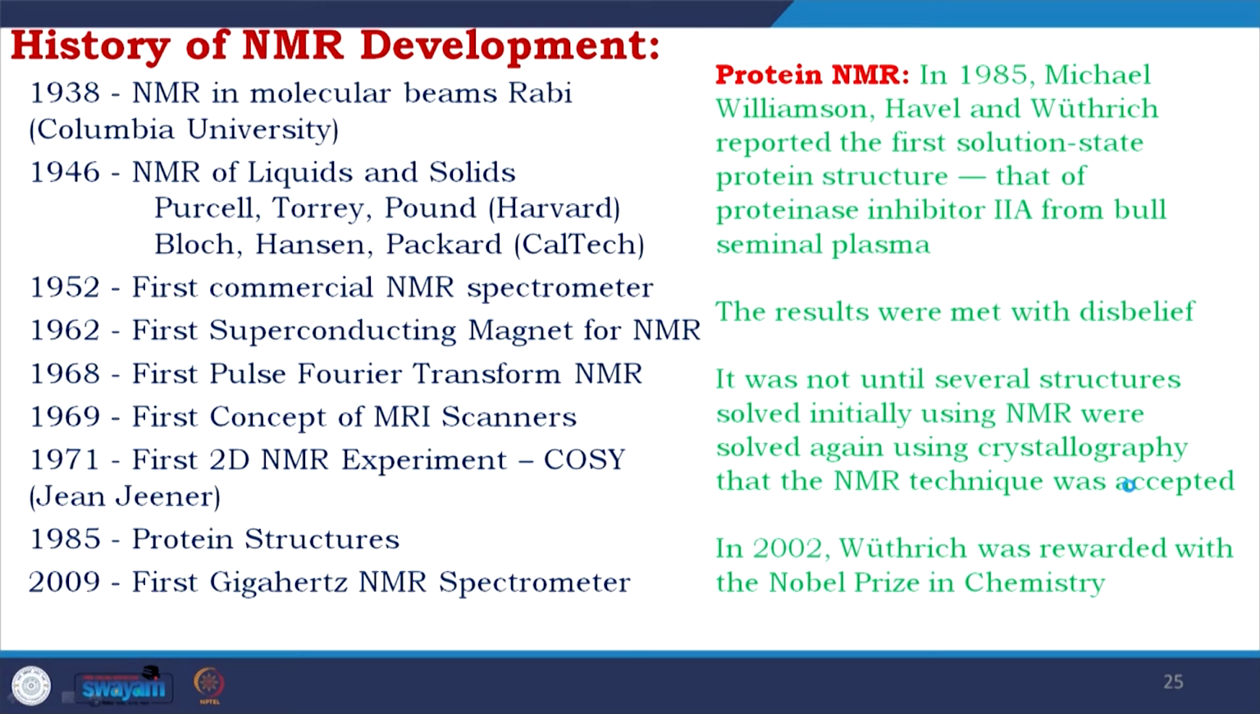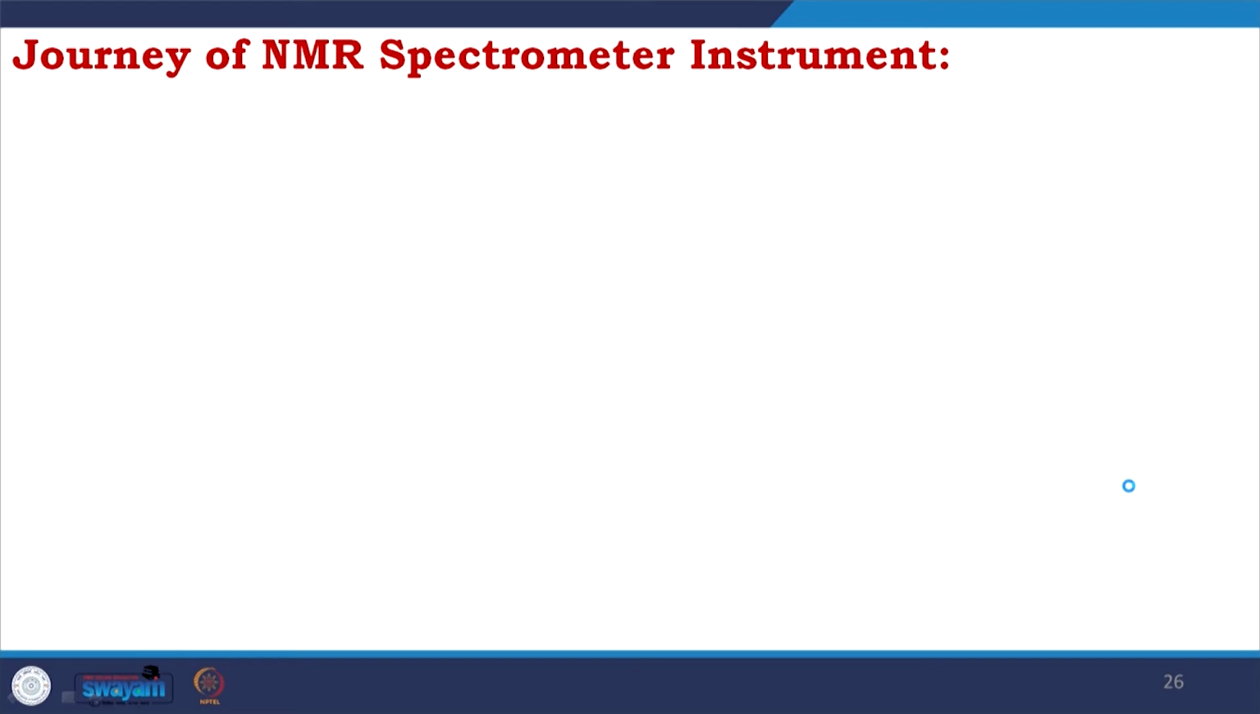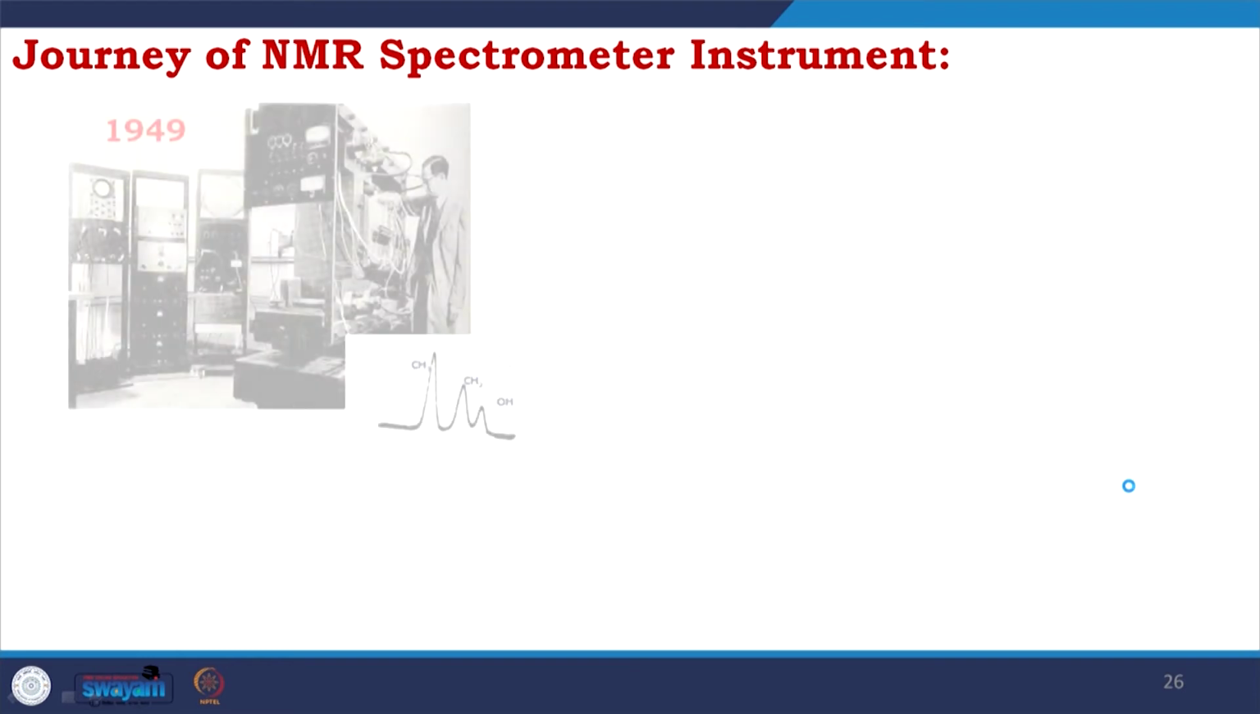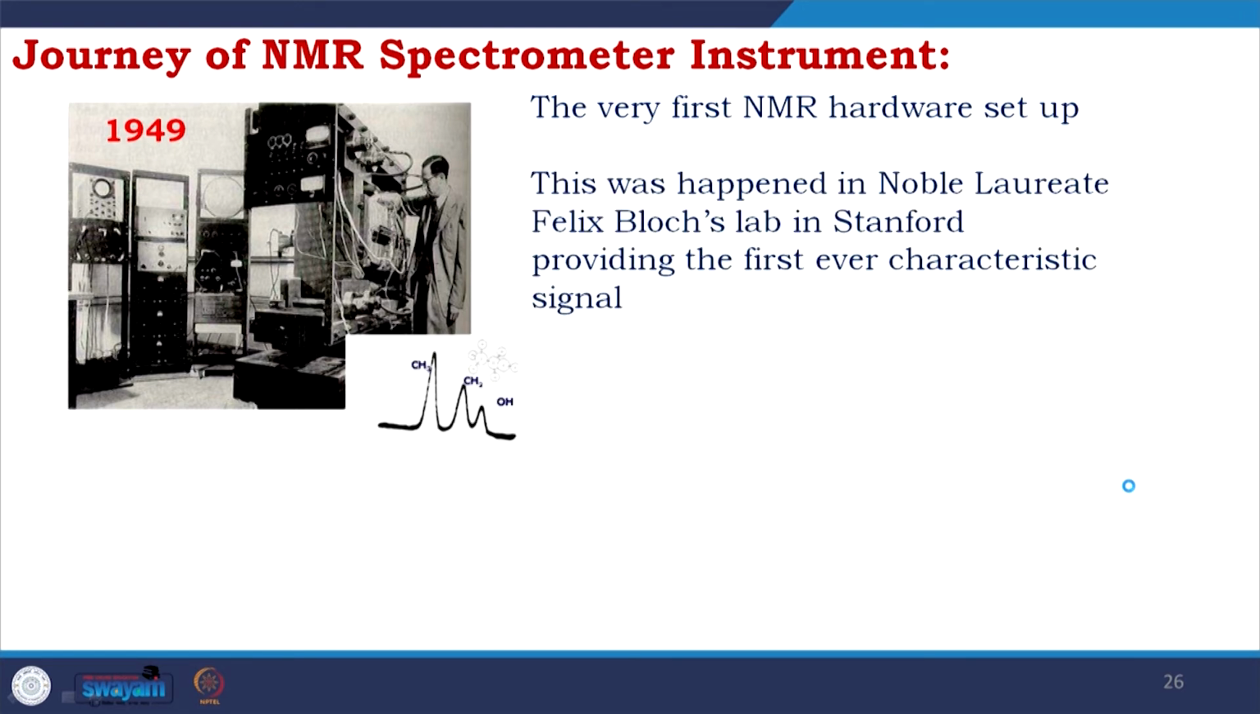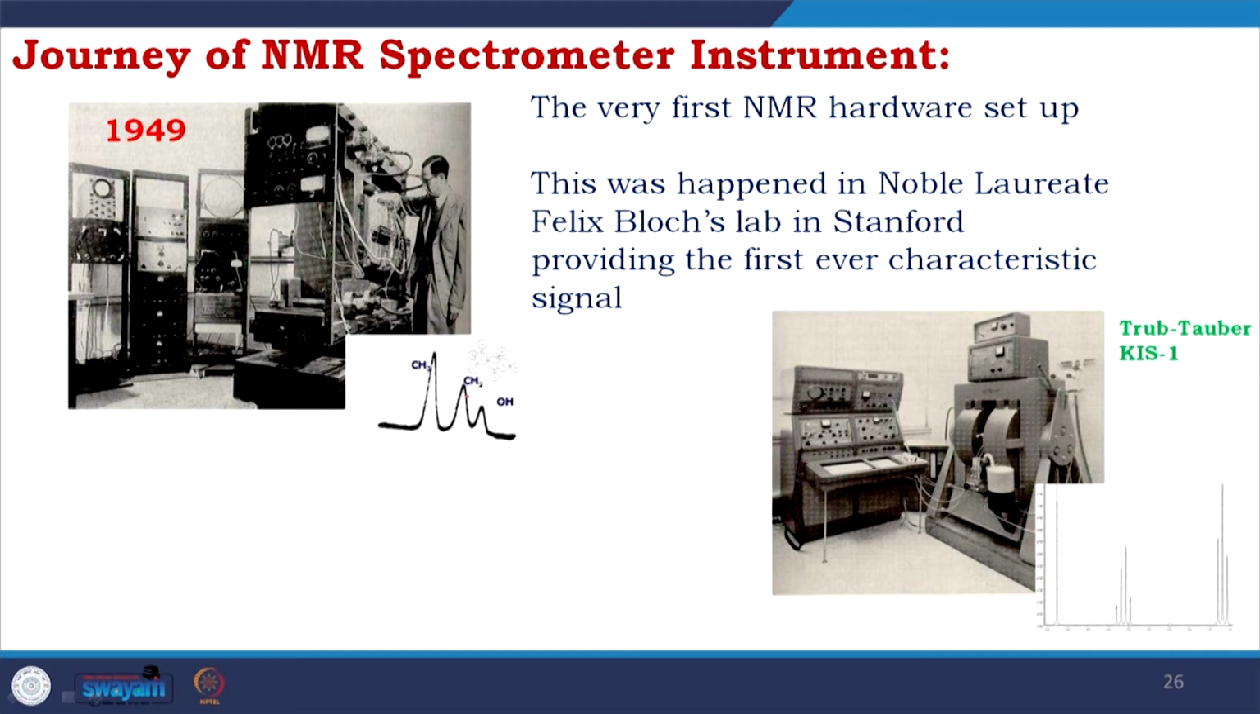In 2009, the first gigahertz NMR spectrometer was developed. So, coming to the journey of the NMR spectrometer instrument, in 1949 the first machine was developed, the very first NMR hardware setup. This happened in Nobel laureate Felix Bloch's lab at Stanford, providing the first ever characteristic signals. If you see, they took ethanol and got 3 signals, 3 peaks. We will talk about that later.